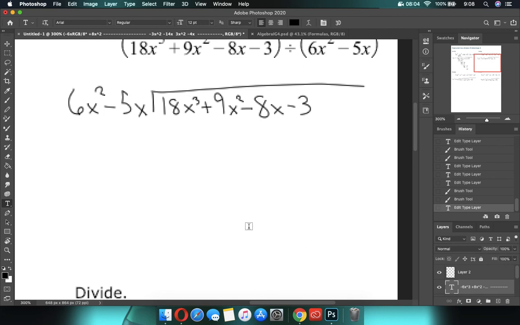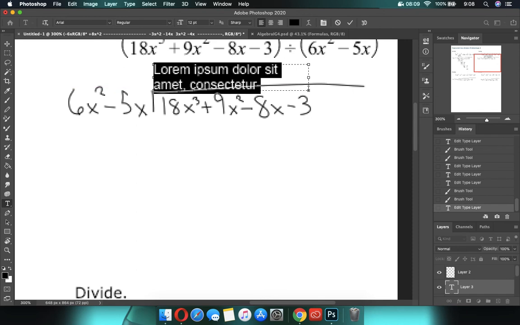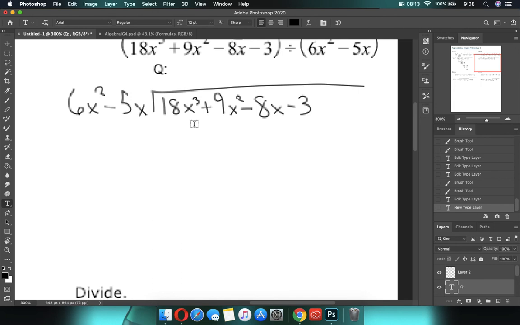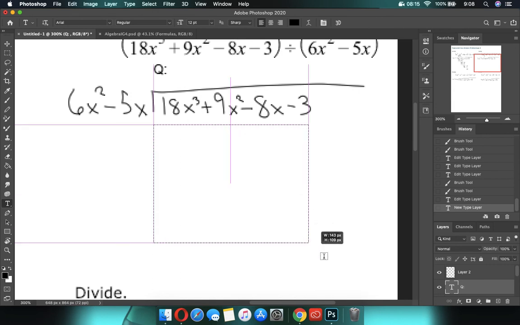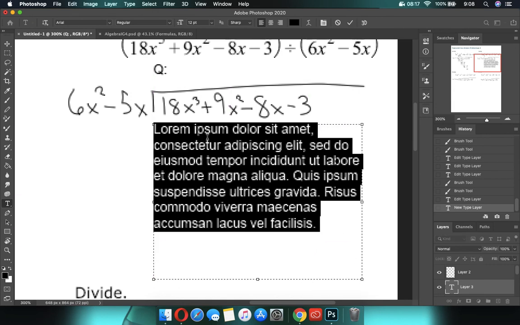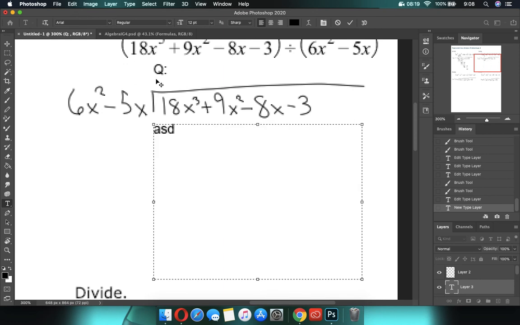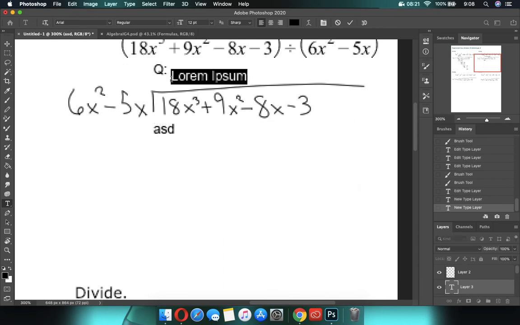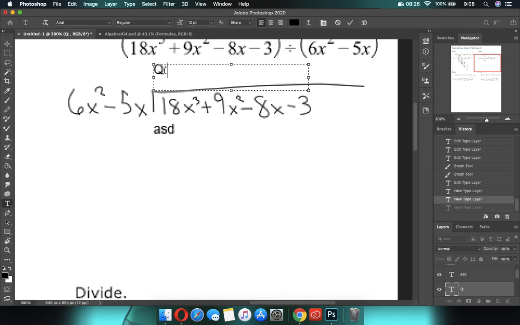So next up, what do we have? Up here is going to be our quotient. Did I give myself space? Good. And then down here is going to be where all of our work goes. All right. So what do we start with?